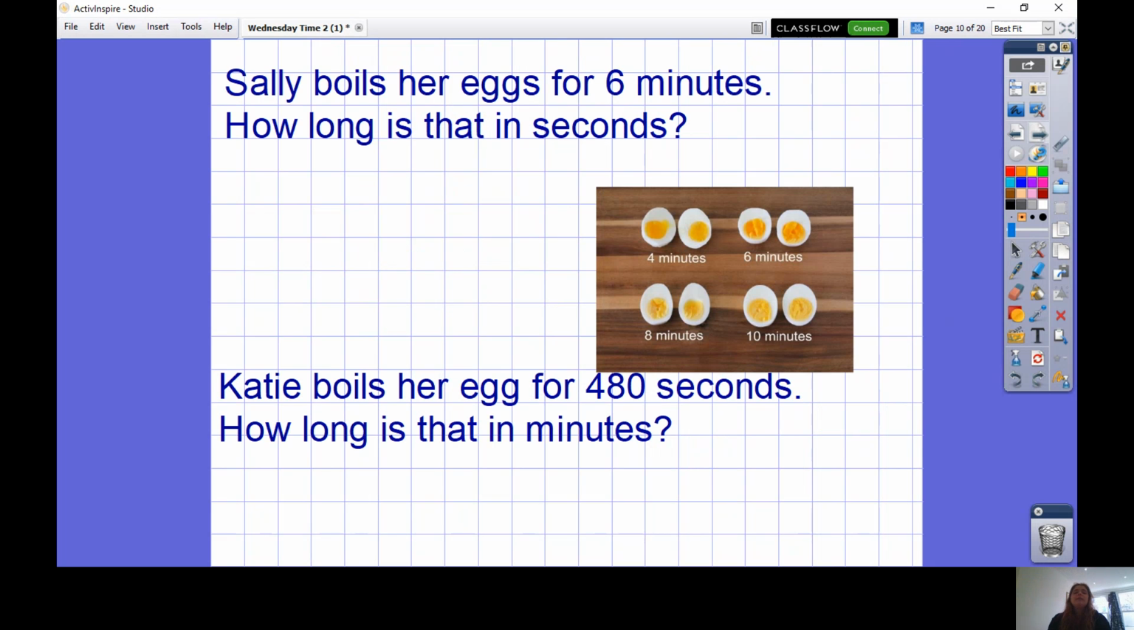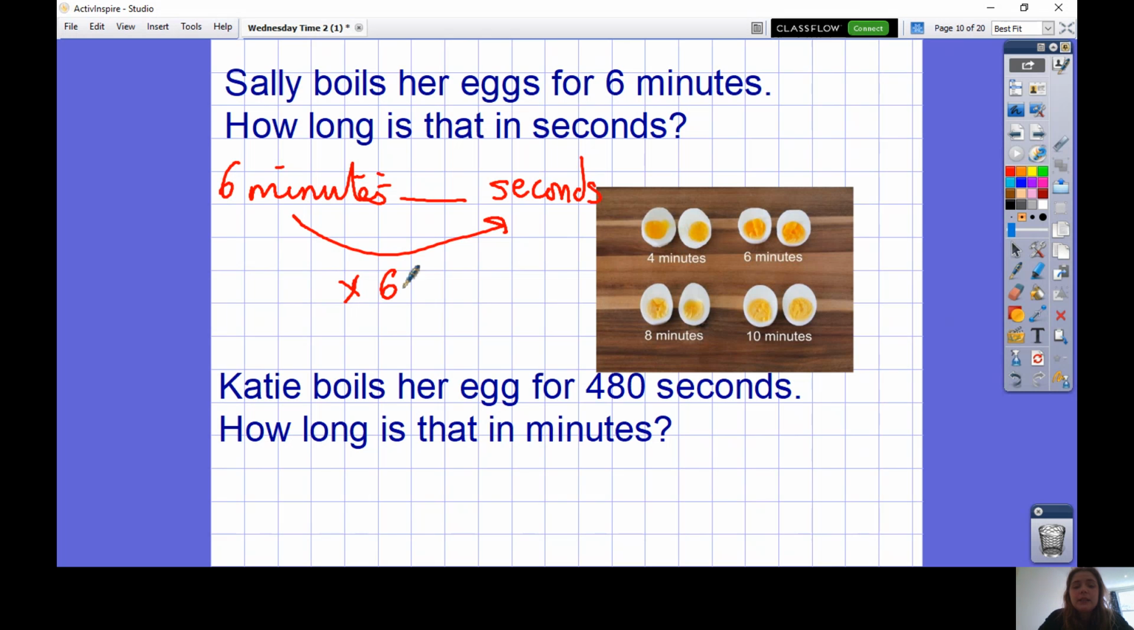Right, we're going to look at these conversions and some word problems now before it's time for you to do your independent practice. So, Sally boils her eggs for 6 minutes. How long is that in seconds? All you're being asked to do here is go from 6 minutes to some seconds. Okay, so all I need to remember is to get from minutes to seconds, I'm going from big to small. That means I'm timesing. How many seconds in a minute? 60. 6 times 60 will be 360 seconds.